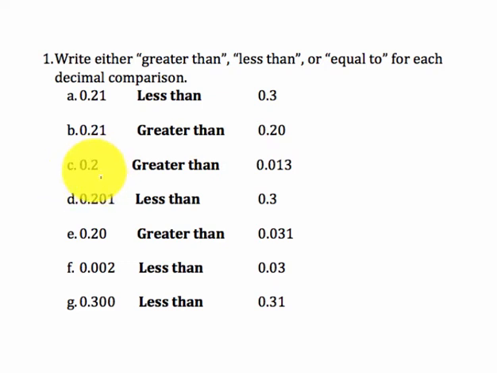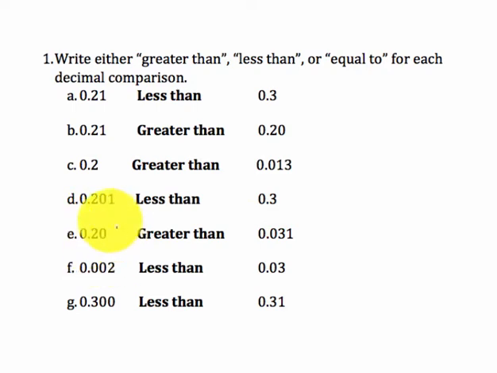C, 2 tenths and 13 thousandths. The 2 in the tenths place value here, and we have a 0 in the tenths place value over here, so that means that 2 tenths is greater. We have 201 thousandths here and 3 tenths here. Comparing the tenths place value, I have a 2 here and a 3 here, so that means 201 thousandths are less than 3 tenths.